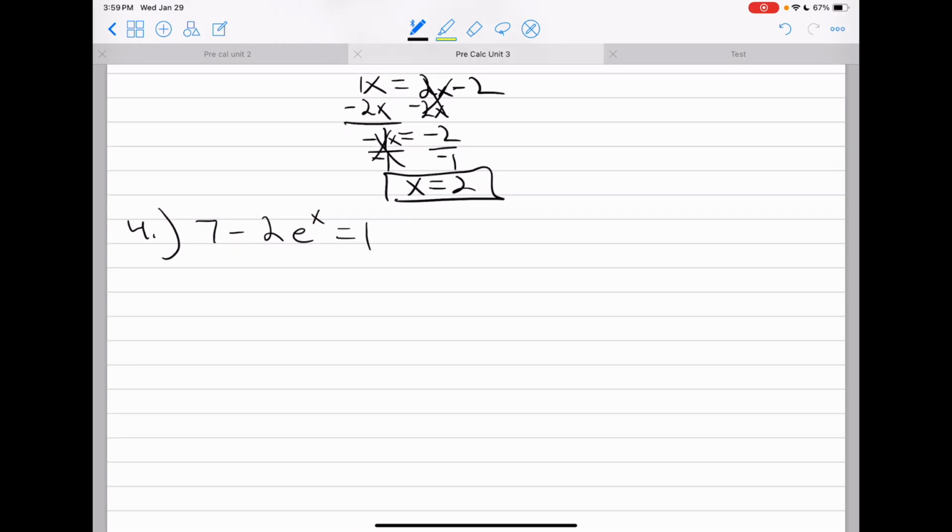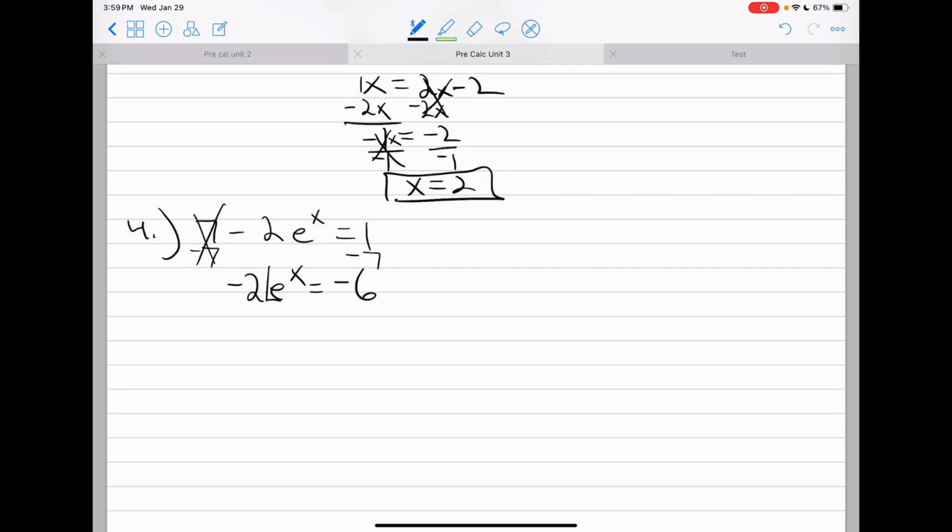All right, let's hit this last one. This is the last one for the video. Why don't you try to solve this one without me? I think you guys should be good. All right, so you did that. Nothing to condense. Okay. Use algebra to isolate my base. So first I got to get this thing alone, and I can do that. I'm going to go minus 7. So I end up with negative 2e to the x equals negative 6.